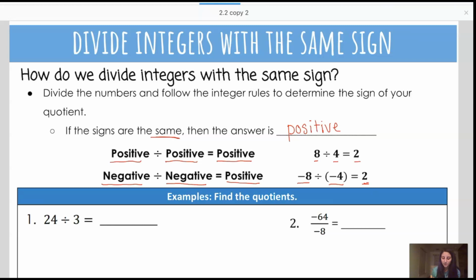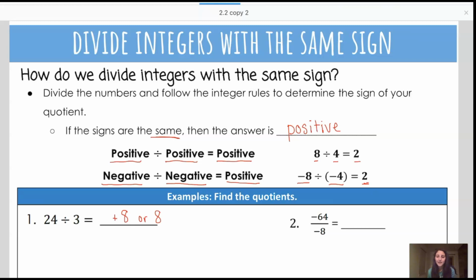Let's look at some more examples. Number 1 is a positive number divided by a positive number, so our answer will be positive. And 24 divided by 3 is 8, so our final answer is positive 8, or you can just write it as 8 because we can leave off the positive sign.